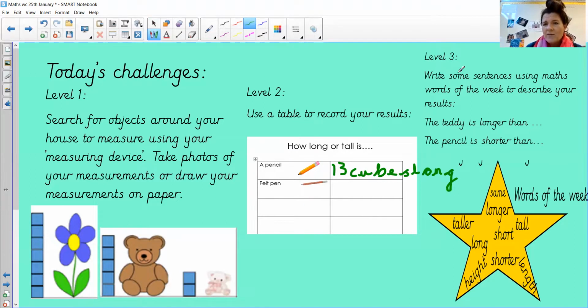And then level 3 challenge is after you've found objects and you found out how long or tall they are, you can write some sentences. So the teddy is longer than, the pencil is shorter than. So using those words of the week, and I've left them there for you to have a look at, and you can magpie some to write some sentences about what you found out. Okay, so those are today's challenges. I hope you enjoy finding objects and making your own measuring device, because tomorrow we're going to be moving on and Miss O is going to be teaching you a lesson on measure.